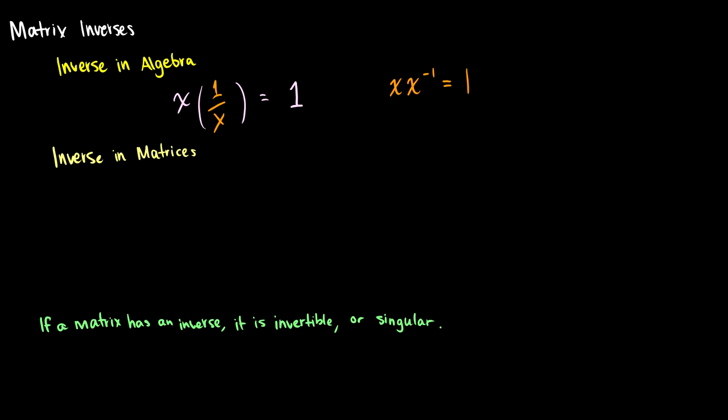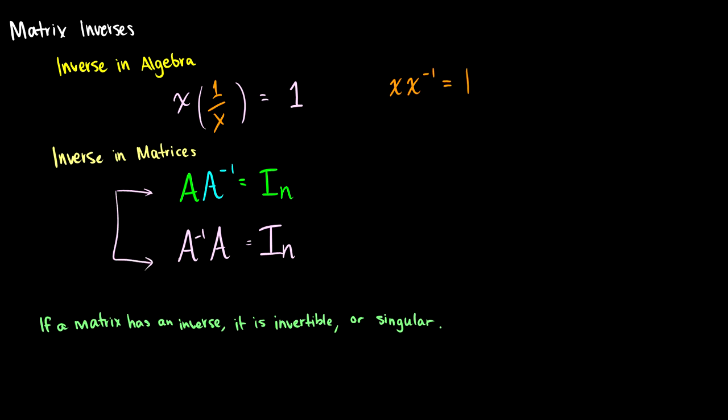Well, in matrices, we do the same thing. So if we have a matrix A, we want to multiply it by something to get back to the identity matrix. And what is that thing we multiply it by? Well, it's the inverse, which we'll write as A inverse. It should be noted that just like in algebra, these are commutative. So A inverse times A should also be equal to the identity matrix. These must be similar, and we will prove that eventually.